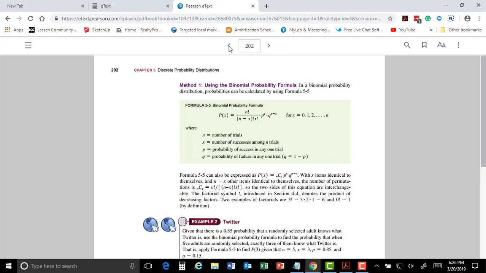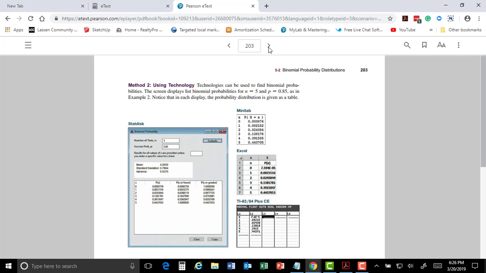This is called StatDisk, but I imagine you do it in StatCrunch. So, using technology to find a binomial, we're going to select binomial distribution. These probabilities are the probabilities of getting exactly 1, 2, but we want to know exactly 3 Twitter users, okay?